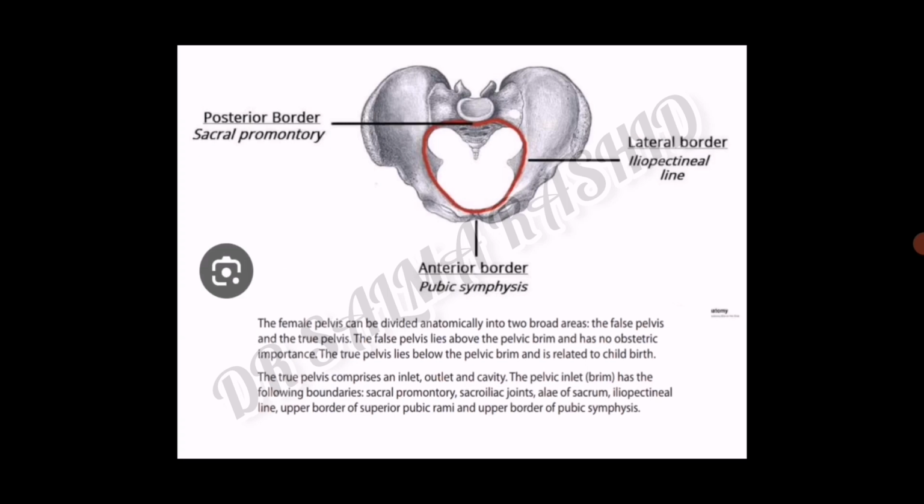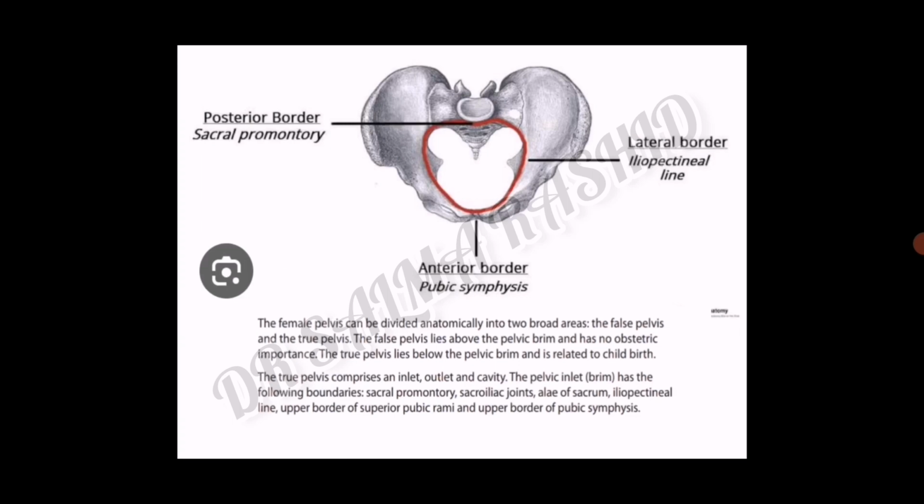Explanation: the female pelvis can be divided anatomically into two broad areas, the false pelvis and the true pelvis. The false pelvis lies above the pelvic brim and has no obstetric importance. The true pelvis lies below the pelvic brim and is related to childbirth. The true pelvis comprises an inlet, outlet and cavity.